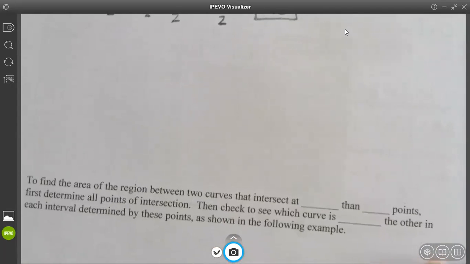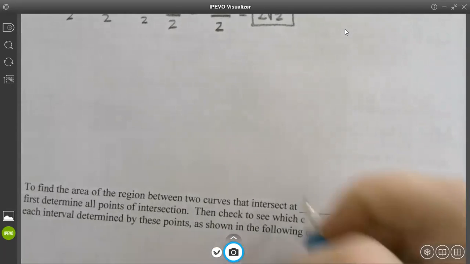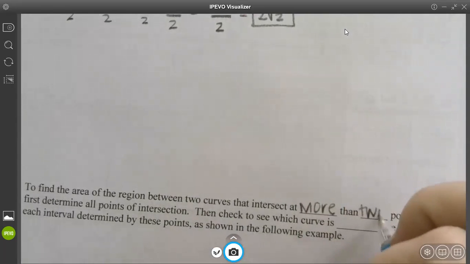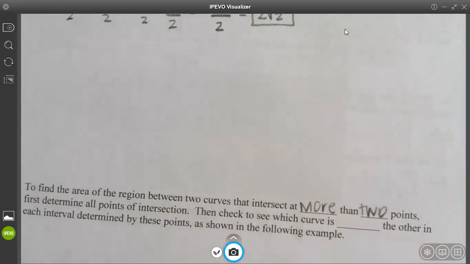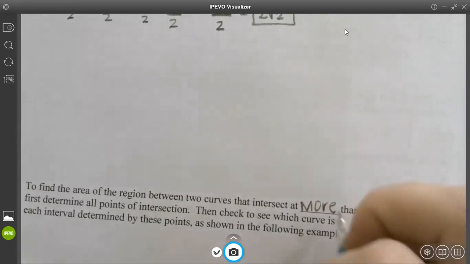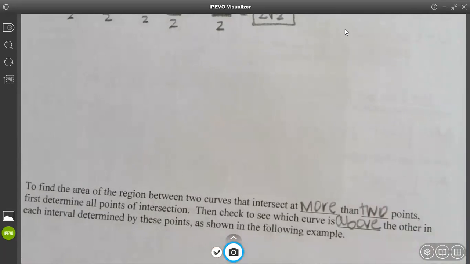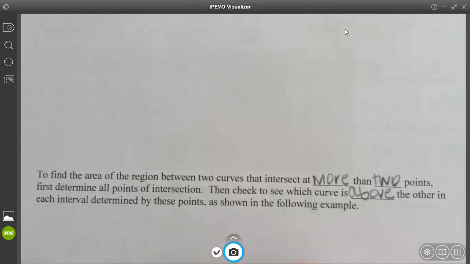To find the area of the region between two curves that intersect at more than 2 points, first determine all the points of intersection, then check to see which curve is above the other in each interval determined by these points, as shown in the following examples.